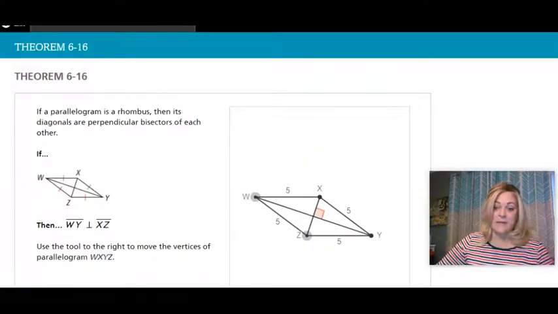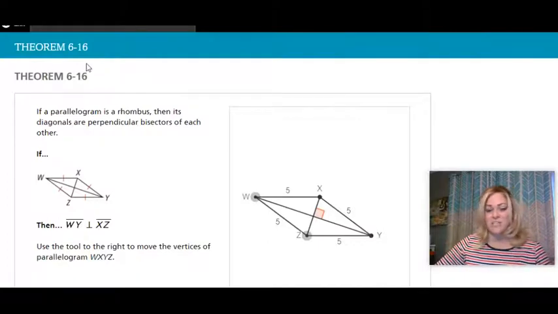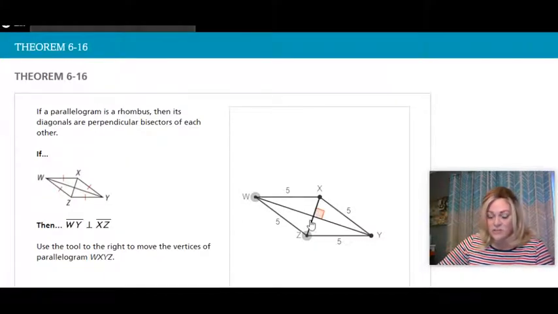Theorem 6.16. Now remember, you don't have to memorize the 6.16. Just remember that this is a theorem. If a parallelogram is a rhombus, then its diagonals are perpendicular bisectors. So they intersect at a 90-degree angle. All these angles right here are 90.